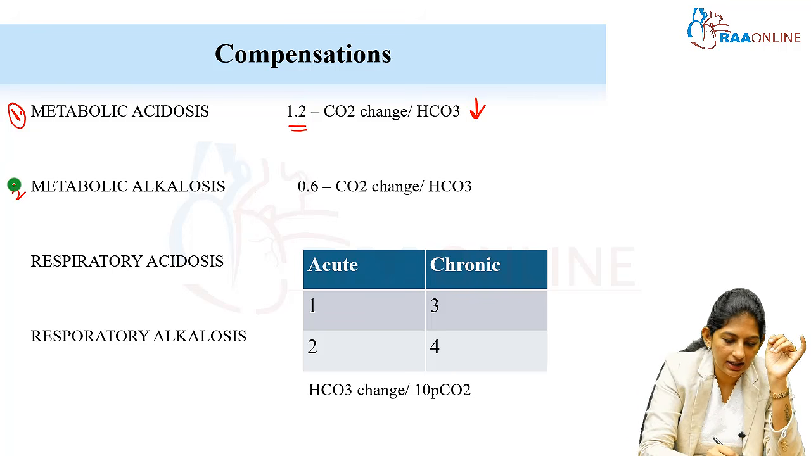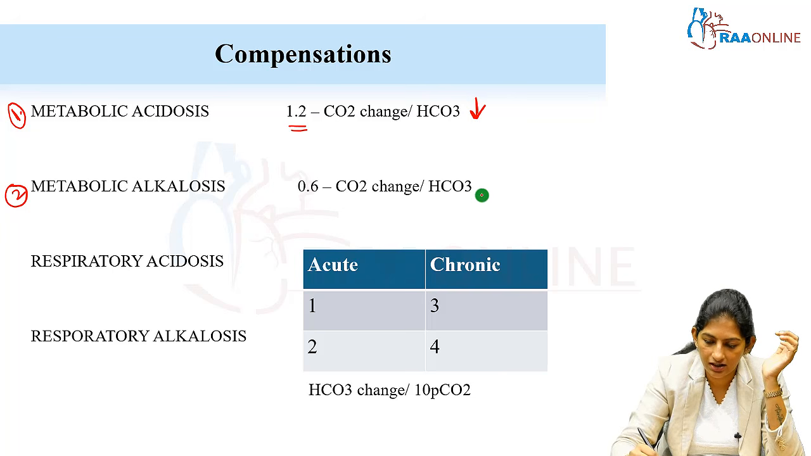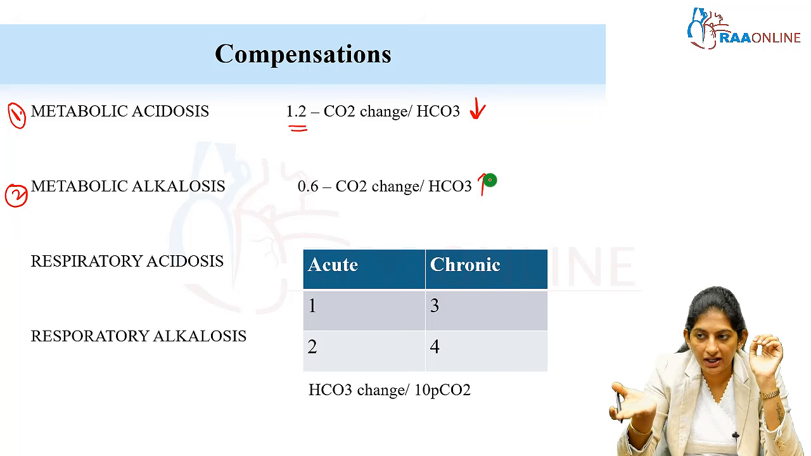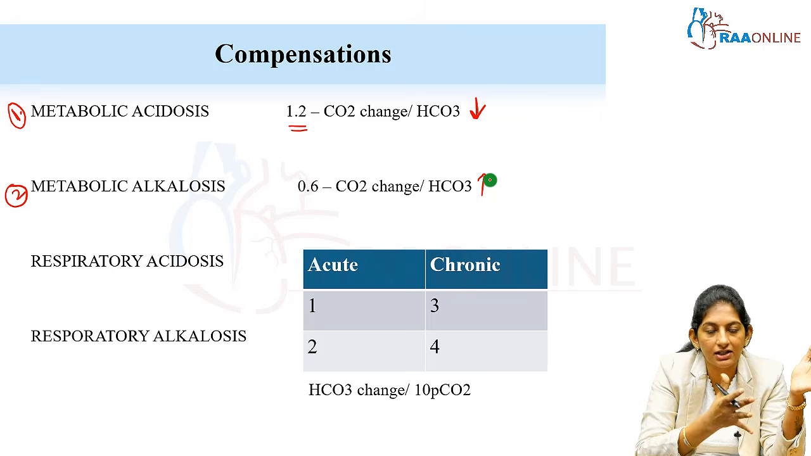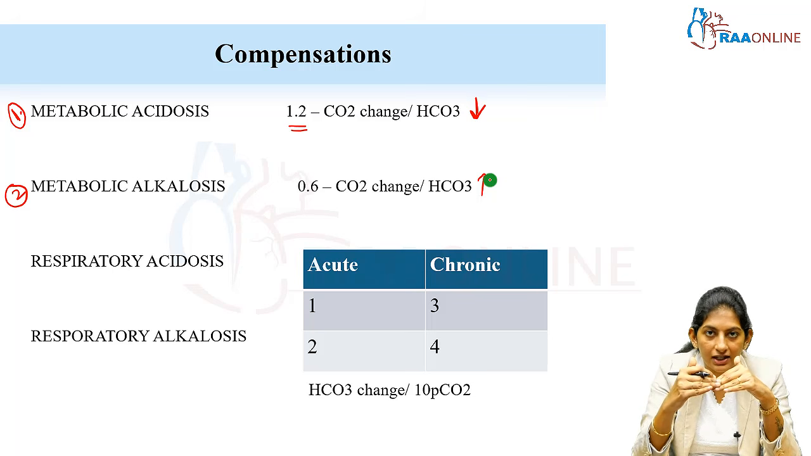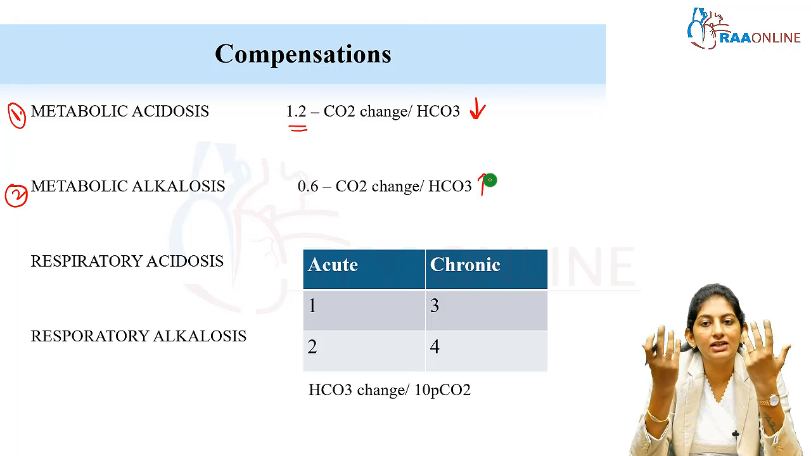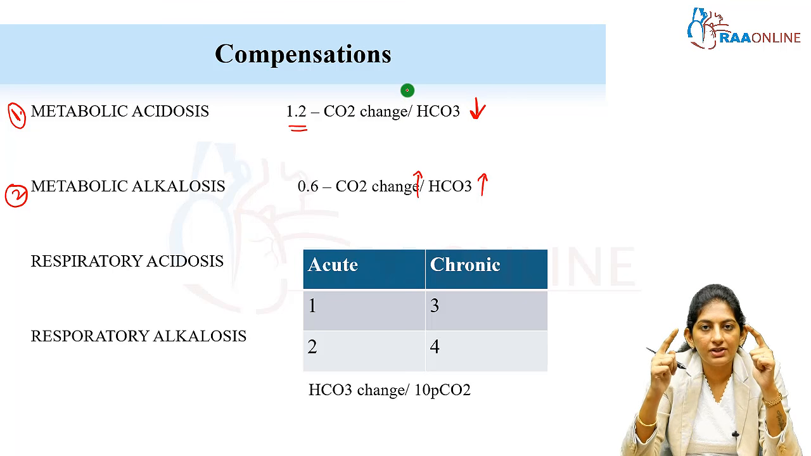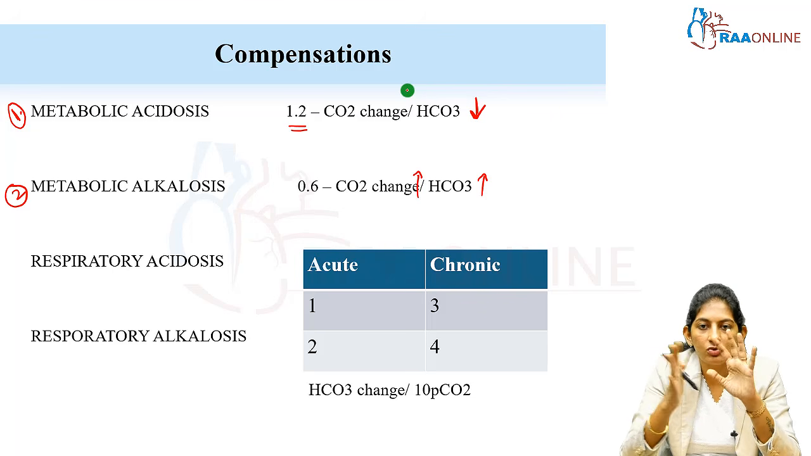Next, metabolic alkalosis. What happens in metabolic alkalosis? Bicarbonate will rise, will increase. If bicarbonate increases, what happens? The compensation again has to come from the respiratory side. So, the lung will hypoventilate. The carbon dioxide will be conserved. So, carbon dioxide will increase, right? For every 1 bicarbonate increase, 0.6 carbon dioxide will increase. Okay. So, this you will have to see.